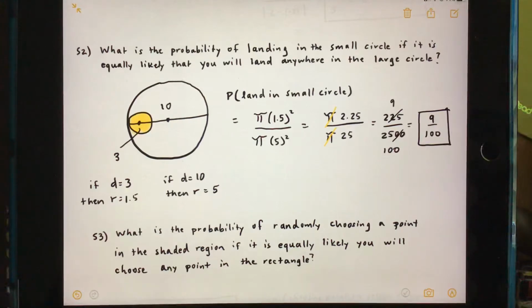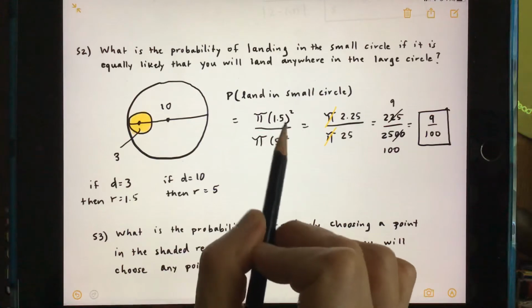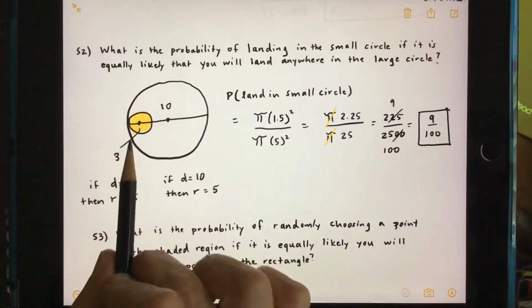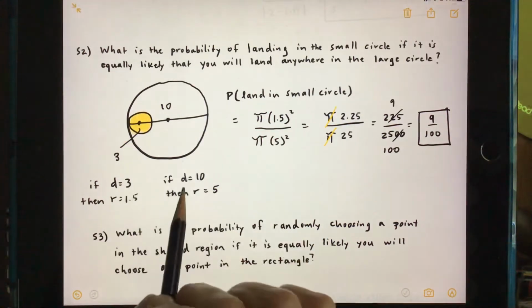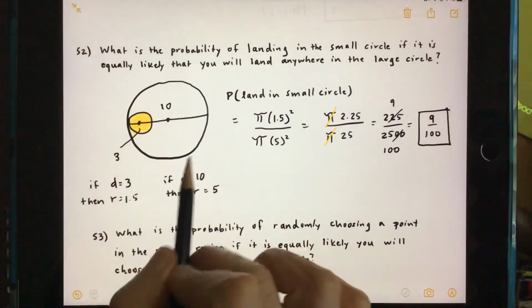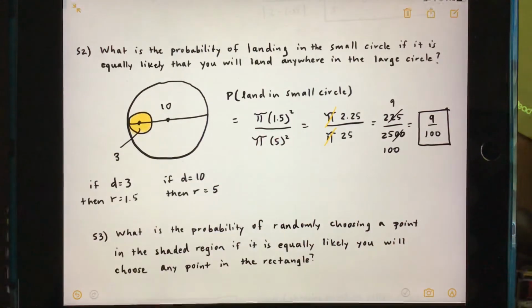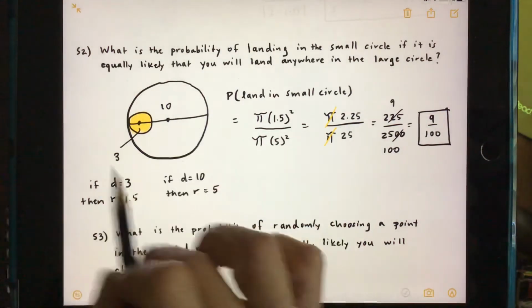Well, again, favorable outcomes on the top. The area of this small circle would be pi r squared. And our radius is 1.5. I determined that because they gave us the diameter 3, so I cut that in half to get my radius of 1.5. So pi times 1.5 squared is the area of the circle where I want to land. The big circle here, they give us a diameter of 10, so the radius will be 5. So the area of the large circle that includes every point inside of the circle, including the smaller circle itself, would be pi times 5 squared.